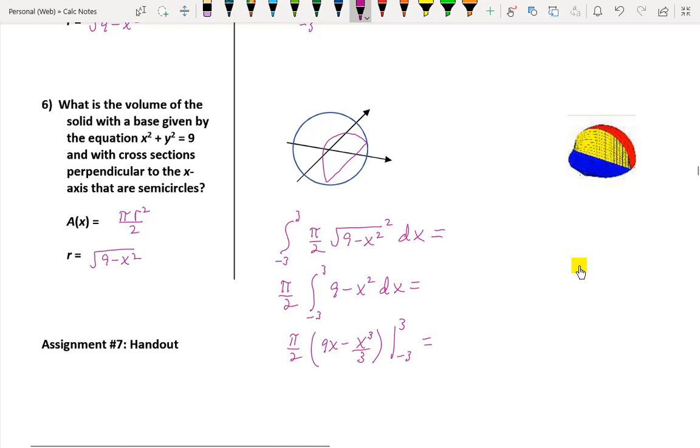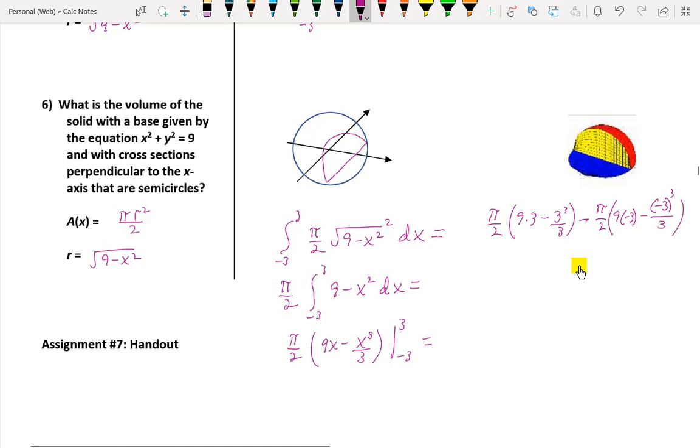All right. So continuing on, here we go. We're going to get pi halves, and then we're going to plug in 3. So that's going to be 9 times 3 minus 3 cubed over 3, minus, and then pi halves again, pi halves times 9 times negative 3 minus negative 3 cubed over 3.